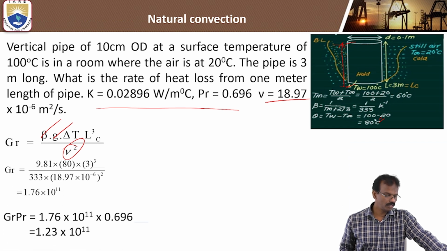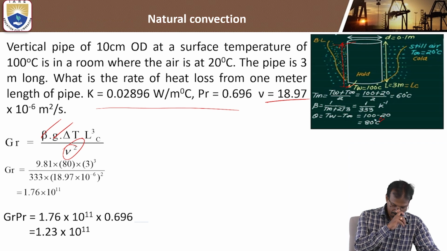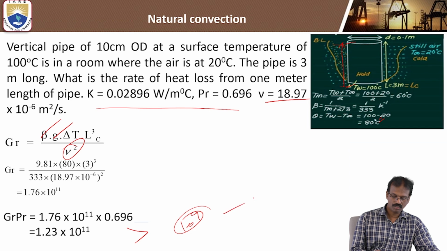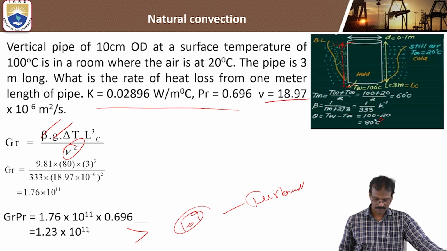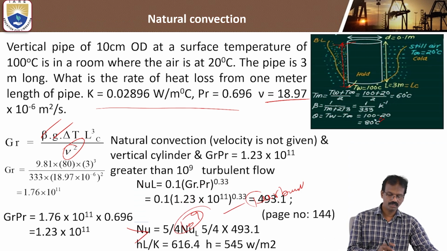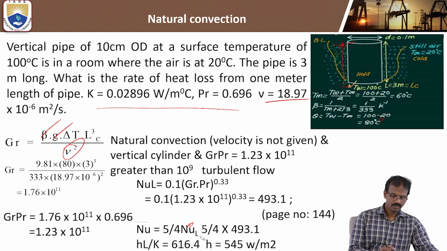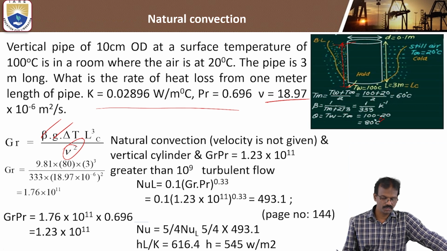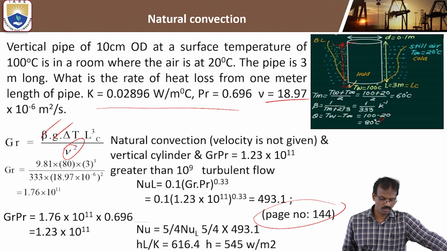Then you have to find out the GrPr value. This is greater than 10 to the power of 9, which means this is turbulent flow. You can identify this one. So by the range of Grashof and Prandtl, you can take the Nusselt formula. The Nusselt formula is here: Nusselt for the full length is 0.1 into (GrPr) whole to the power of 1 by 3, meaning 0.333. You can refer to page number 144 of the Kothandaraman data book. Then you can understand this one.